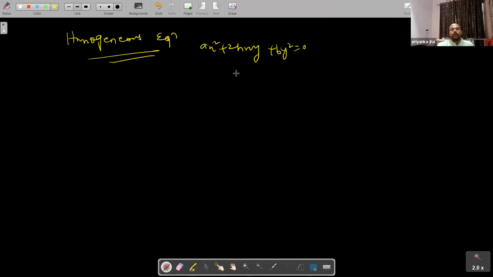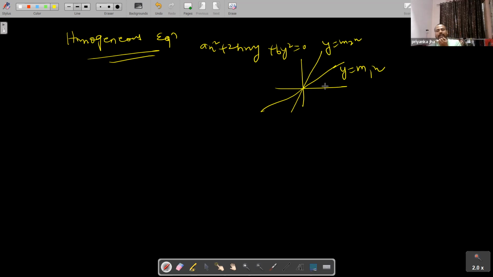Now we know that this will represent two lines which will pass through the origin. Suppose one line is this, another line is this. Suppose the equation of this line is y = m1x and the equation of this line is y = m2x. We have to find the angle between these two lines, and the relation between slopes and all.